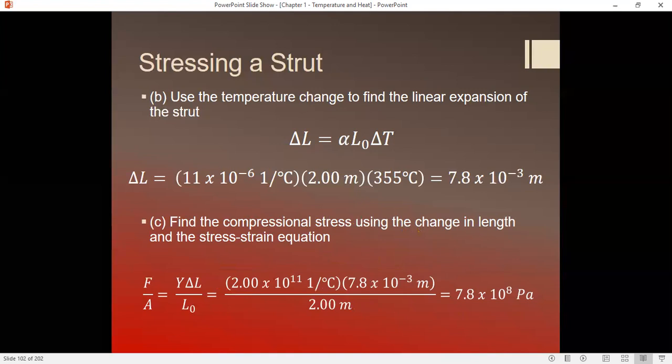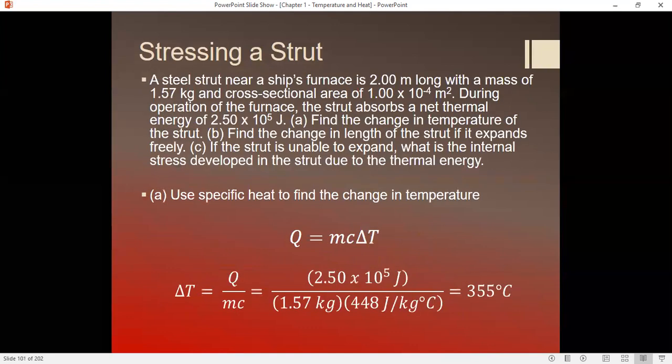So that's a much earlier idea. But this incorporates two ideas from the chapter. Linear thermal expansion from earlier in this chapter, and specific heat.